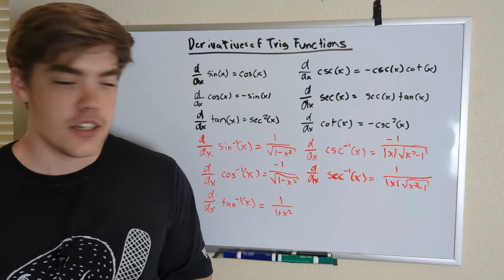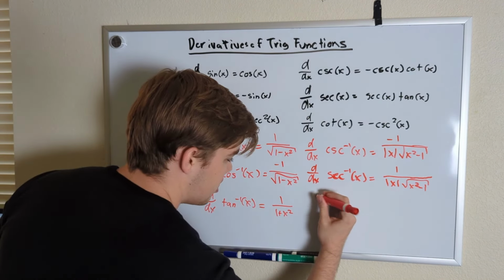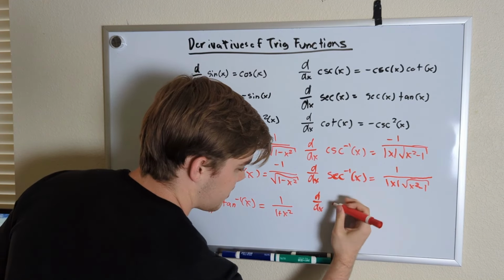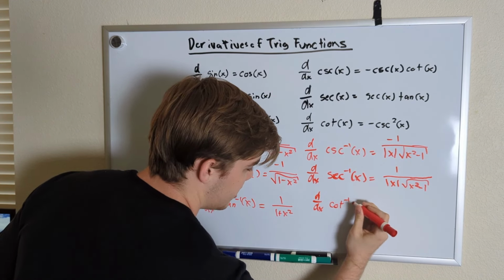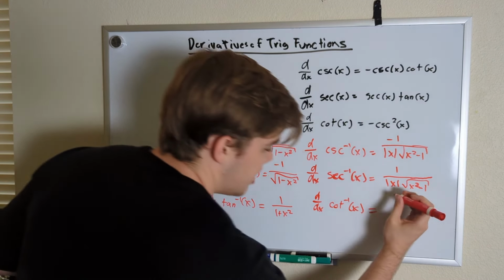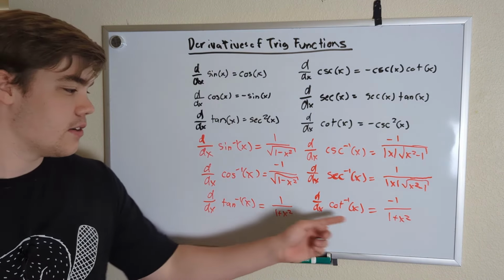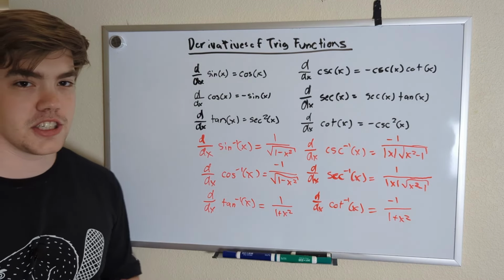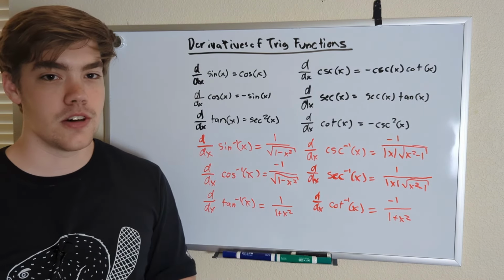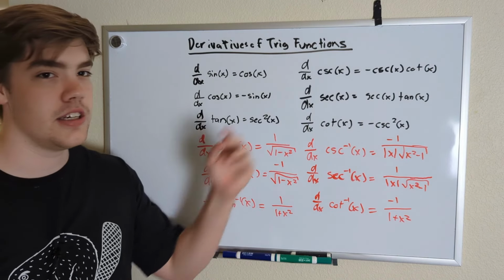And the last trigonometric derivative is, of course, cotangent. So the derivative of inverse cotangent of x is equal to negative 1 divided by 1 plus x squared. Funnily enough, cotangent is the only one that mirrors its original function. We could go through and prove all of these, but we don't really need to. More importantly, you'll just need to know these for your next test.